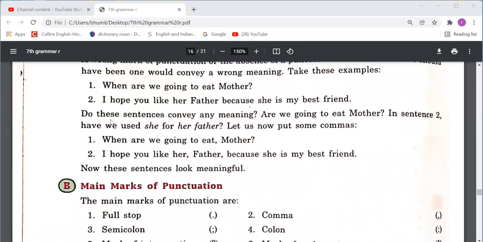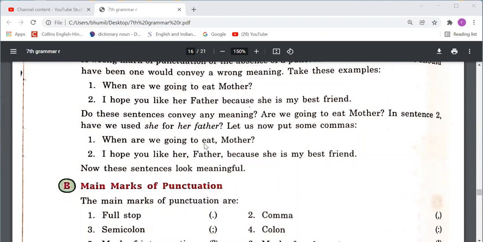Do these sentences convey any meaning? When are we going to eat mother? In sentence 2, have we used she for her father? Let us put some commas. So, dear students, things like these we are not going to say. Actually, we haven't mentioned the punctuation mark here. That's why these sentences are giving the wrong meaning. So let's read these sentences.